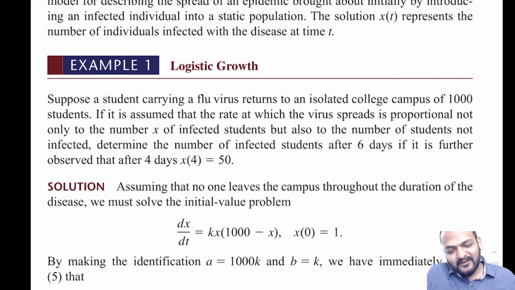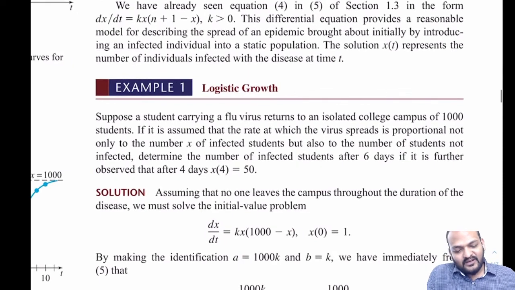So actually, this is the problem that we're dealing with now, right? There are people carrying coronavirus these days, and they are all over the place. And our campus has about 16,000 students, right? So there is a rate at which the virus is spreading, and that is actually proportional to two things. Number one, it is proportional to the number of infected students, and also it is proportional to the number of students who are not infected.